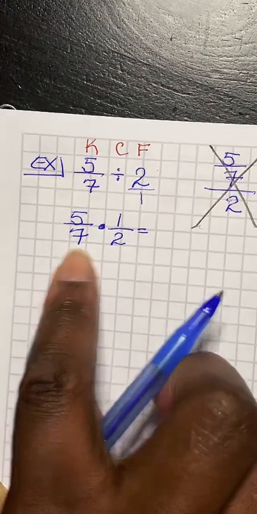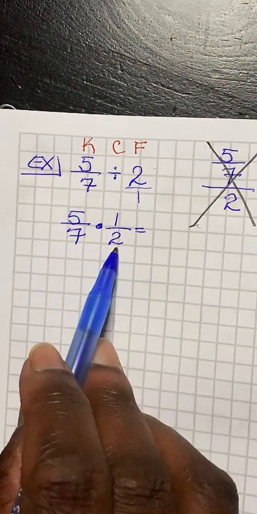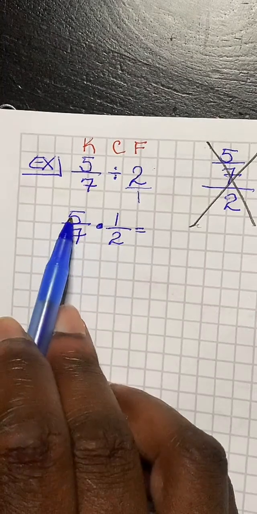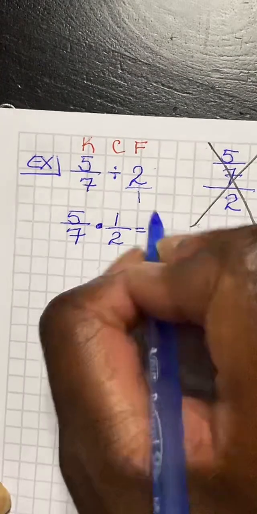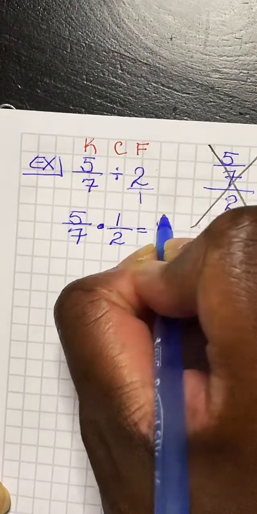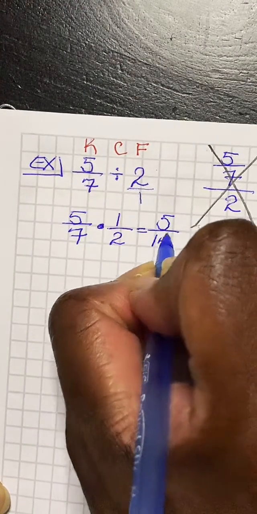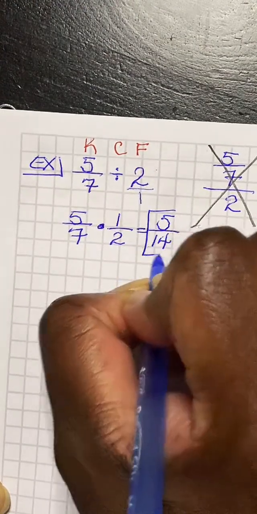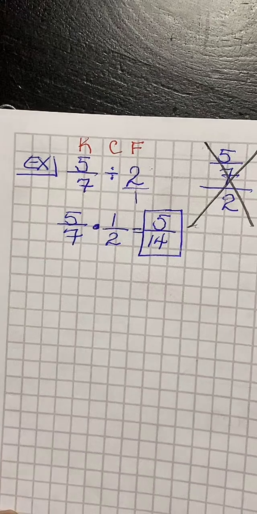So now we have fractions. Multiply straight across because I look on the diagonals. I don't see any like terms that I can simplify. So that means I just multiply straight across, which gives me my 5. And 7 times 2 gives me my 14. Okay, so that's where everyone's getting the 5/14 from.